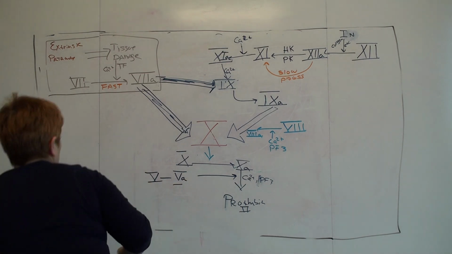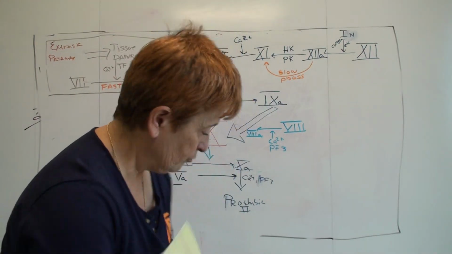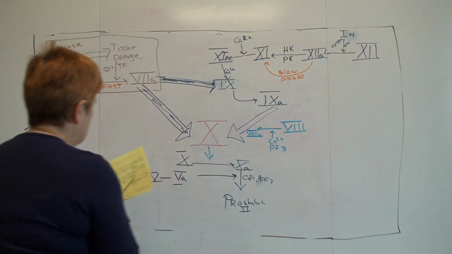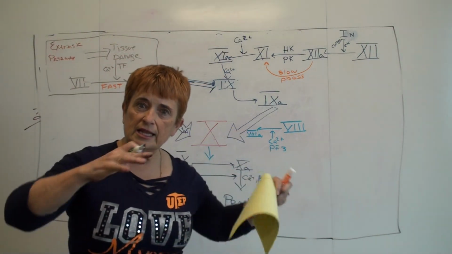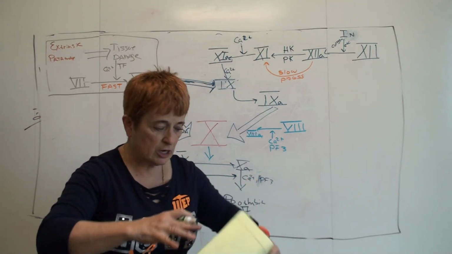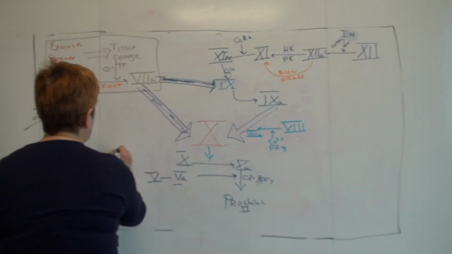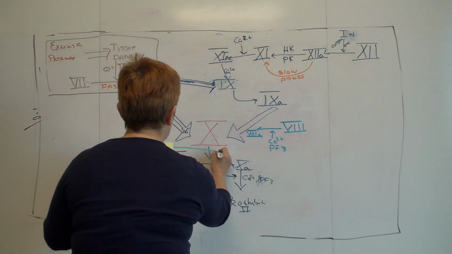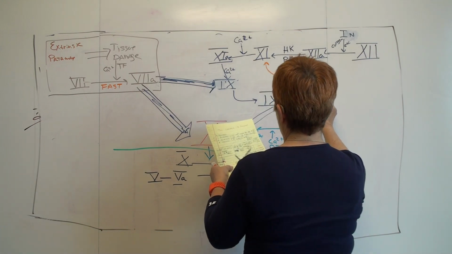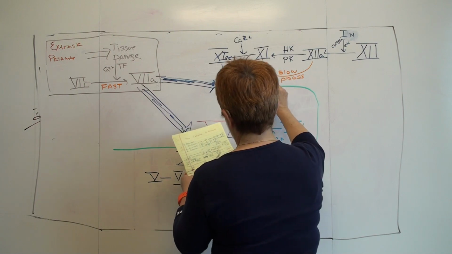Now, what you do need to know, I'm going to use my green one, is where this is all occurring. So remember I said that the platelets make a platelet surface for all this to happen. So you need to know that all of this part here in green up to your 9, yeah, 9A, yeah.